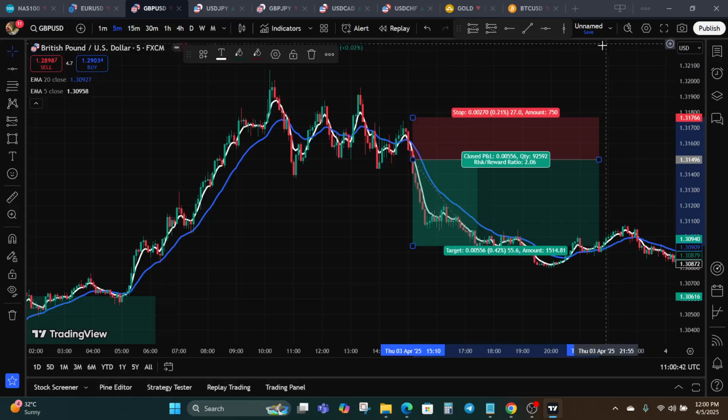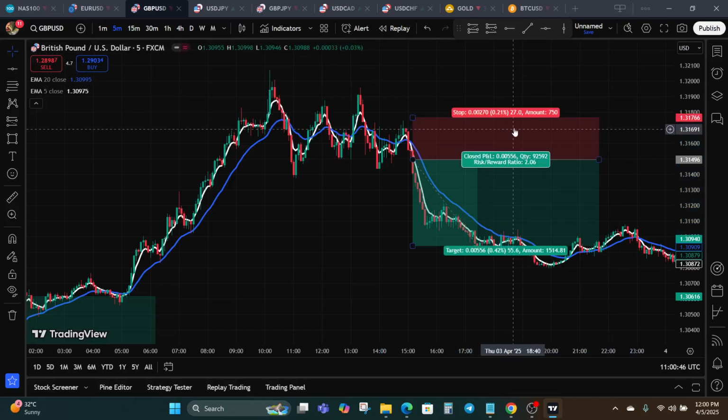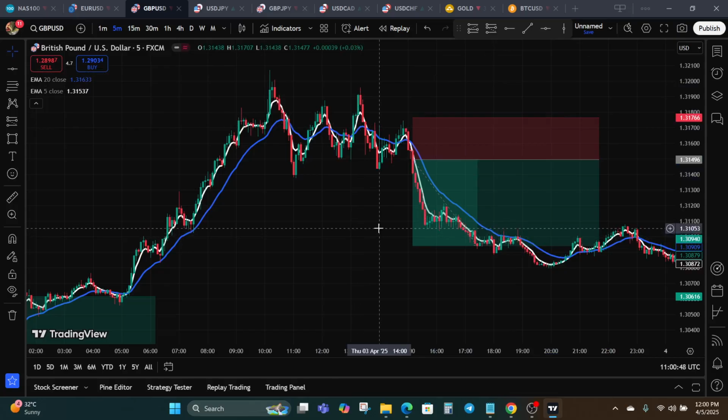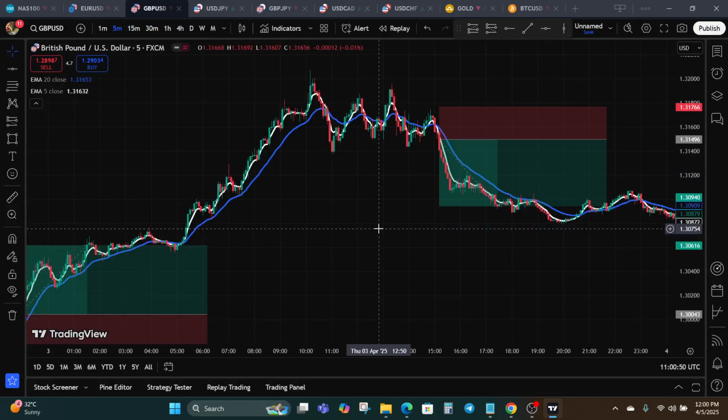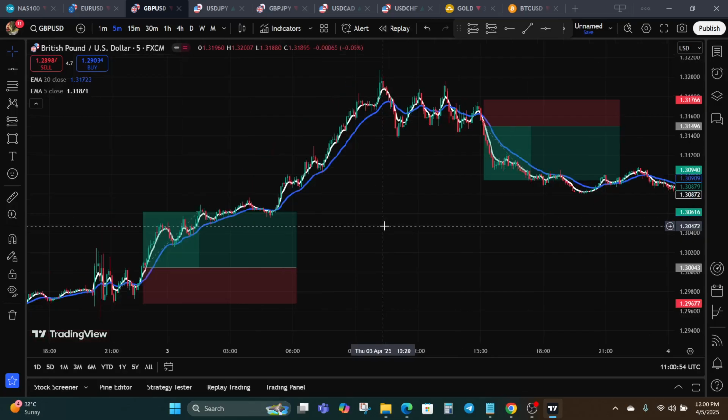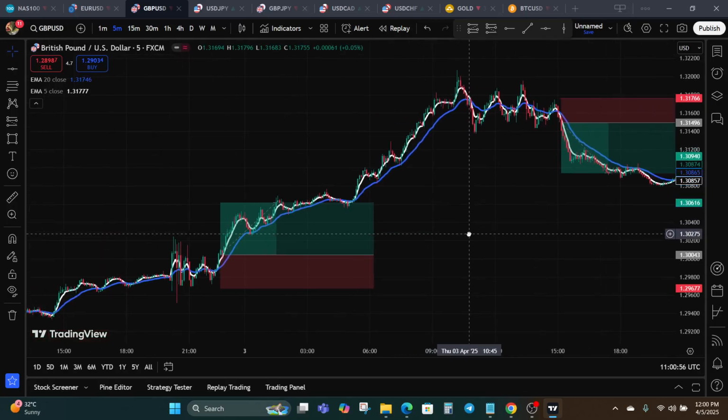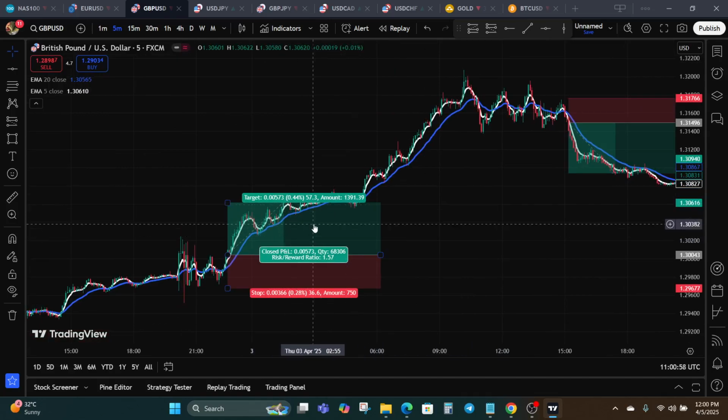All right. Now, what is crucial here is to wait for the confirmation of the crossover. Do not jump into the trade as soon as the moving averages cross. Okay. Wait for the price to confirm the trend by moving in the direction of the crossover.